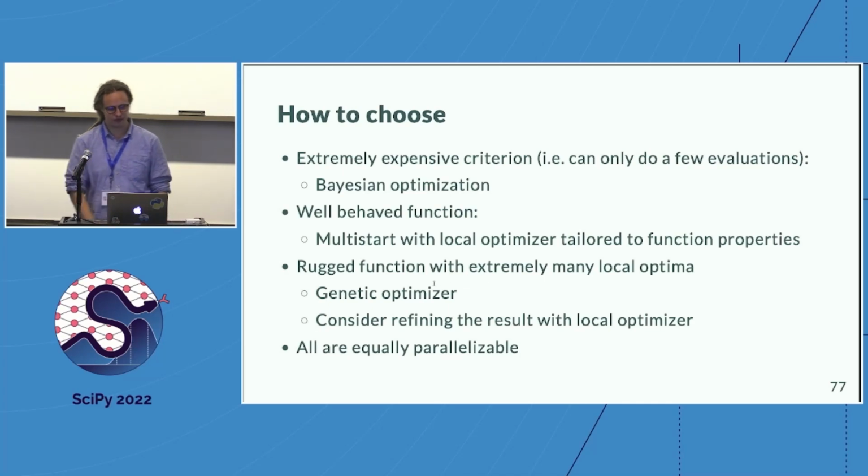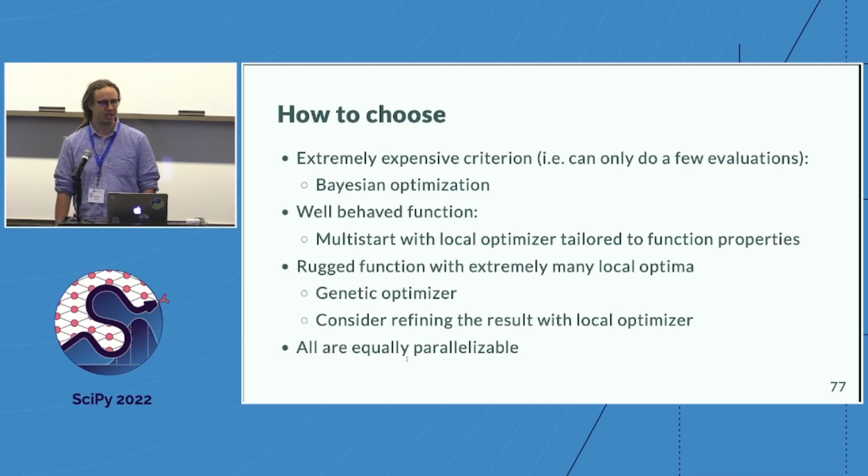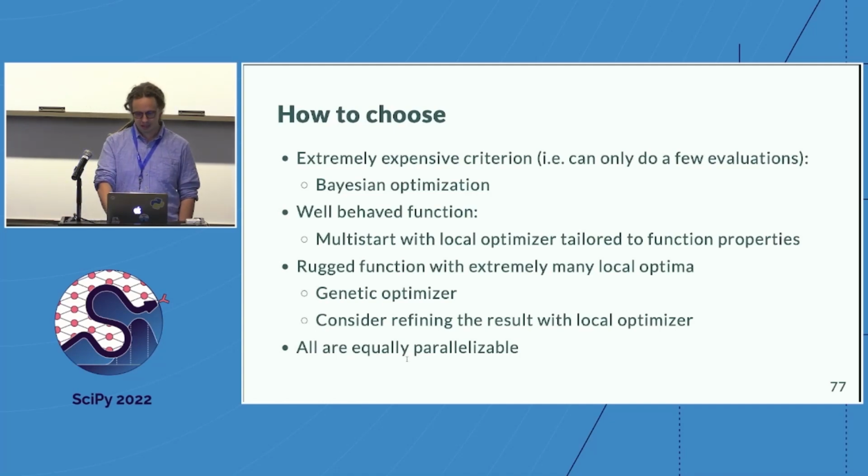And finally, if you have a not so nice function that's very rugged and maybe even local optimization is challenging and it gets stuck at the start values, then you want to use a genetic optimizer typically. And in principle, all of these are parallelizable to roughly the same extent. If not, then this is a question of implementation, not really of the approach. But some of the genetic optimizers and the multi-start approach are parallelizable in Estimagic.